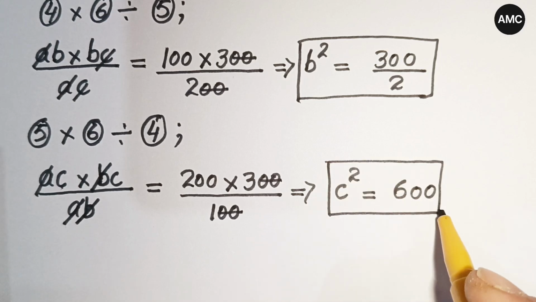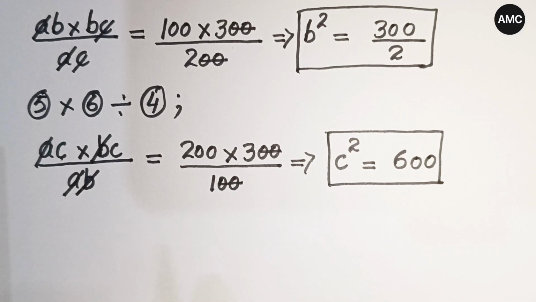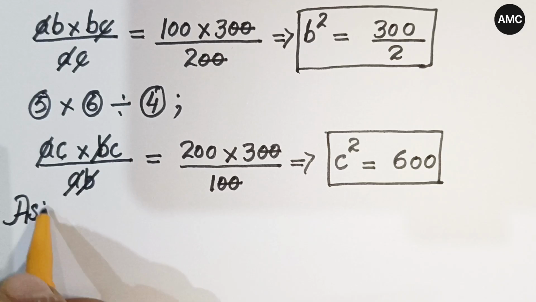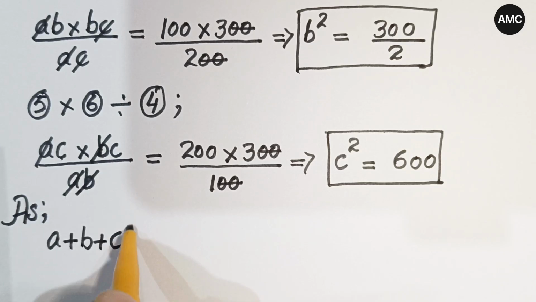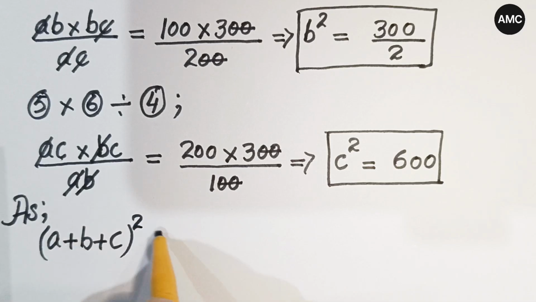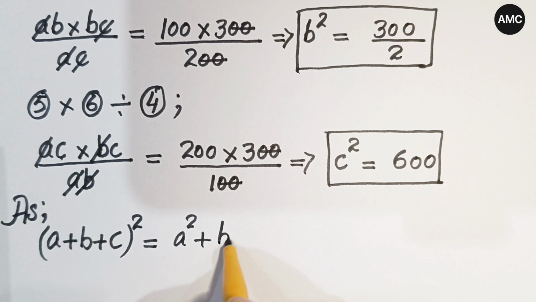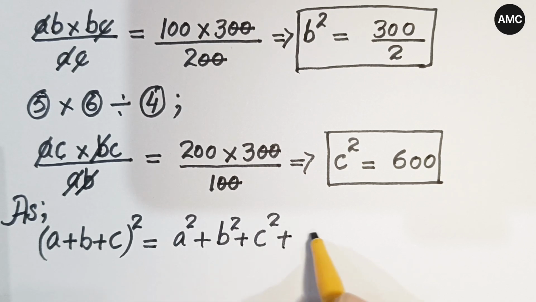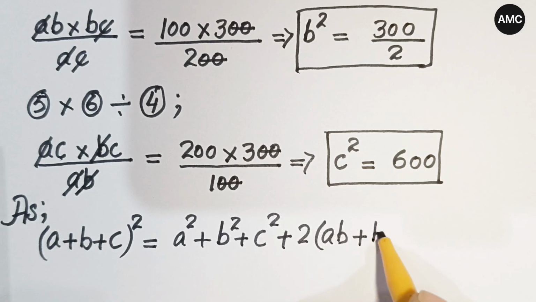Here we have found three values: A squared, B squared and C squared. Now according to the algebraic identity, we know that A plus B plus C whole squared is equal to A squared plus B squared plus C squared plus 2 times A times B plus B times C plus C times A.